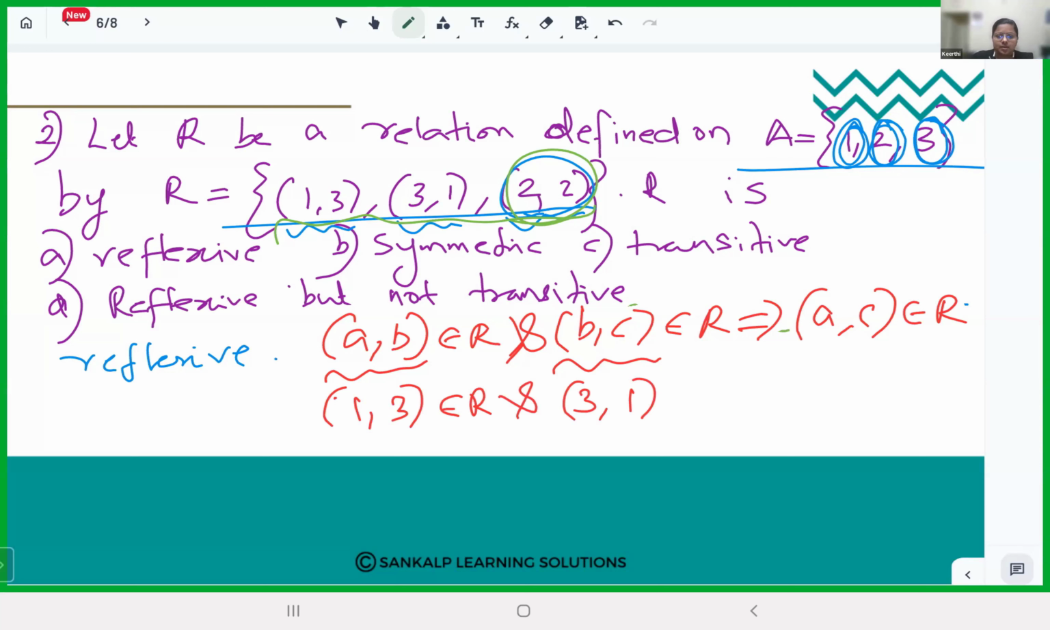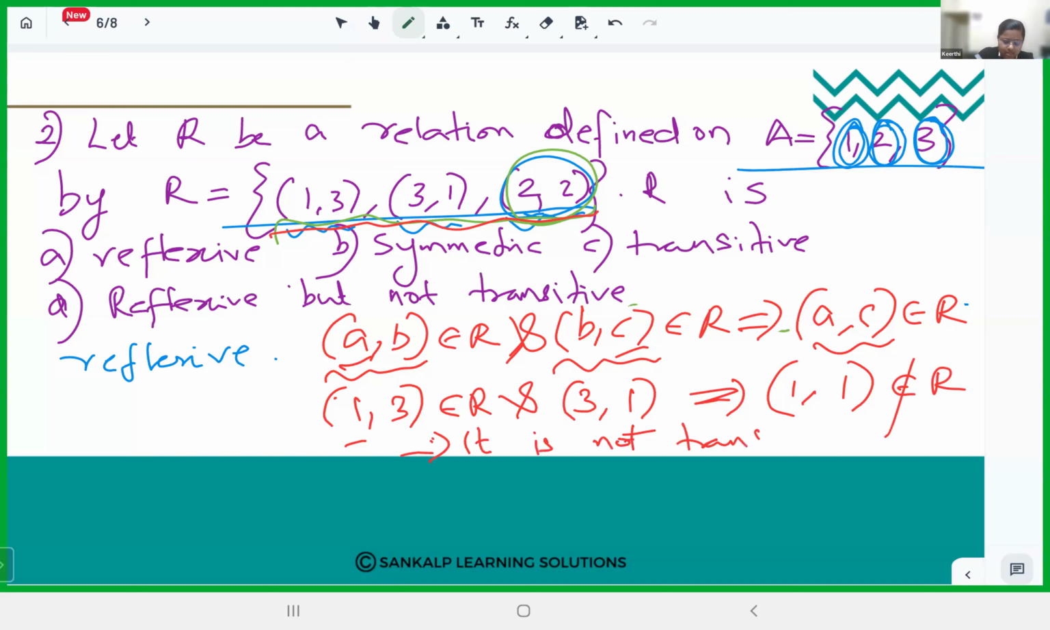Then if it is a transitive relation, it should satisfy the ordered pair (1, 1). (a, c) should belong to R. Here a is 1 and c is also 1. So (1, 1) should belong to R. But is there a (1, 1) in that particular relation? No. Just (1, 3), (3, 1) and (2, 2). (1, 1) doesn't belong to R. You are able to take (1, 3) and (3, 1), but (1, 1) doesn't belong to R, which implies that it is not transitive.